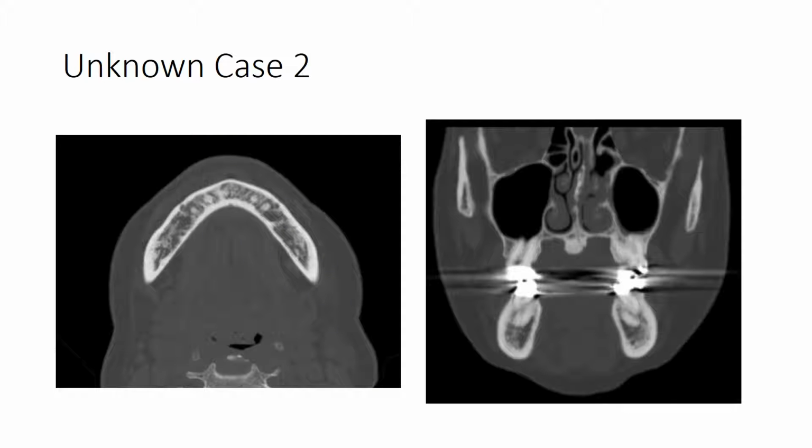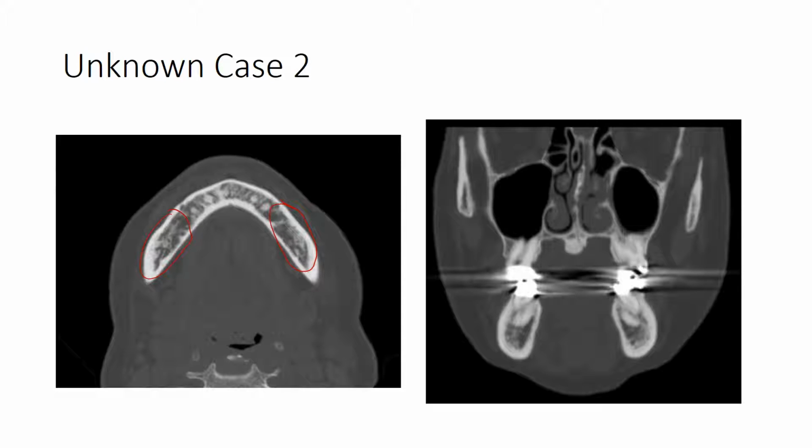Here's unknown case 2. This was a patient who had a history of breast cancer and had been taking bisphosphonates and presented with jaw pain. So this case I think is a little bit more subtle. There was just a little too much sclerosis in the marrow space. You can kind of see here and here.